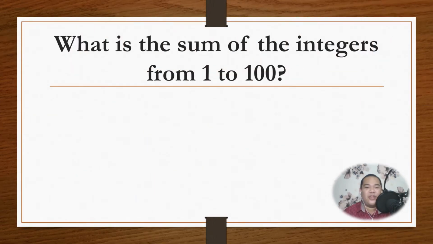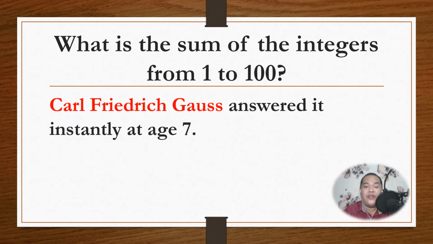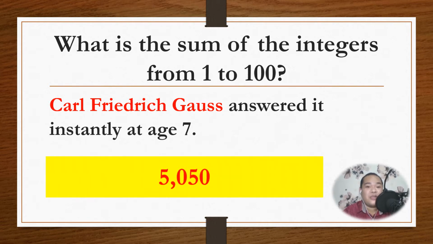Let me ask you a question. What is the sum of the integers from 1 to 100? Can you manage to answer it in less than 30 seconds? Seems difficult, right? Well, Carl Friedrich Gauss managed to answer it instantly at age 7. His answer is 5050. So how did he do it?